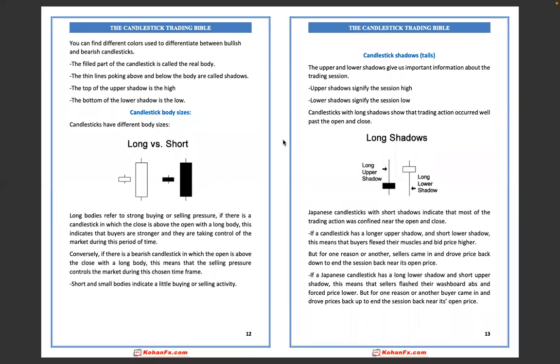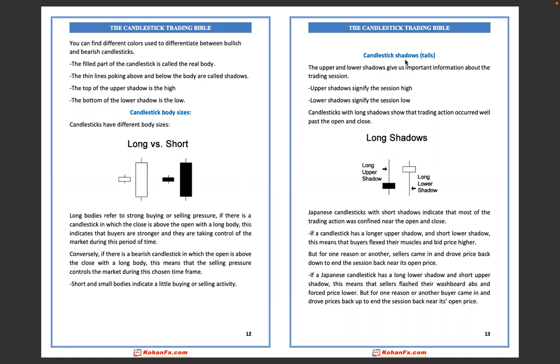So if the body is very long, then the candlestick indicates a strong buying or selling pressure. You understand? On the other hand, if the body is very small, then that is a very weak selling or buying pressure. Okay, that is it. Now let's look at this.